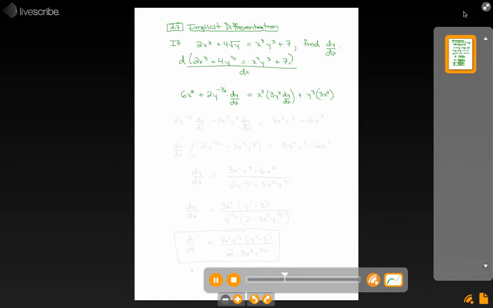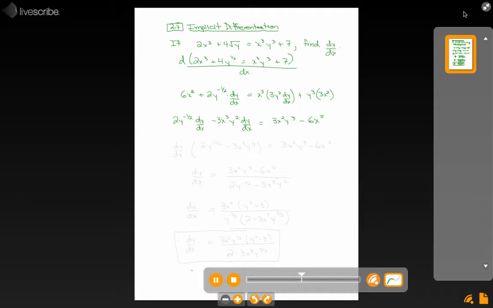So we ran into this situation before where we have two dy by dx terms, or in the last case it was two y primes. Our job here is to get all those dy by dx terms to one side. So 2y to the negative 1/2 dy by dx minus, might as well put the 3 here, 3x cubed y squared dy by dx equals 3x squared y cubed minus 6x squared.